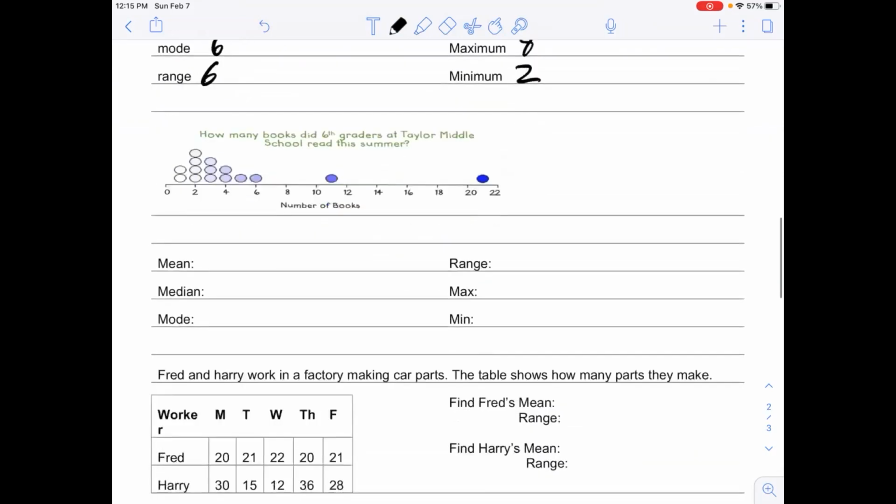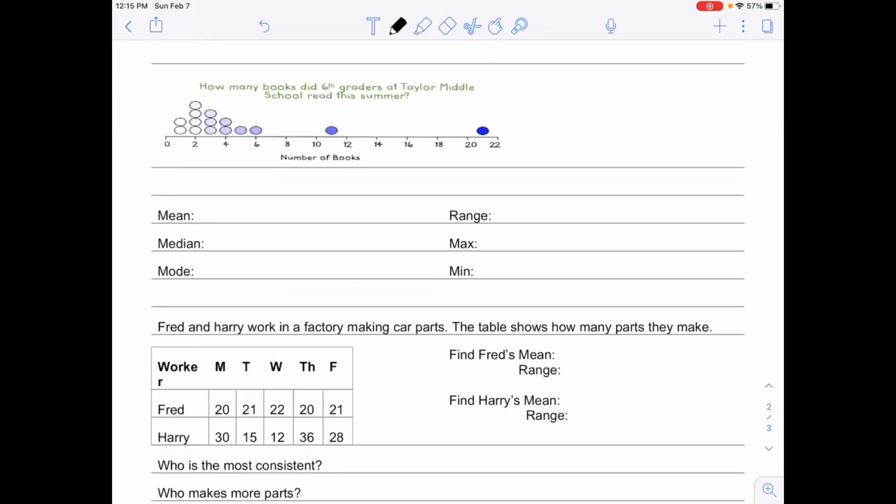The next problem, our data set is displayed a little bit differently. So here we have a chart. And it says, how many books did 6th graders at Taylor Middle School read this summer? And we have circles on this chart. And these circles each represent how many books one student read. So for example, that dot right there tells me that one 6th grader read 1 book. Then I have another dot because another 6th grader read 1 book.